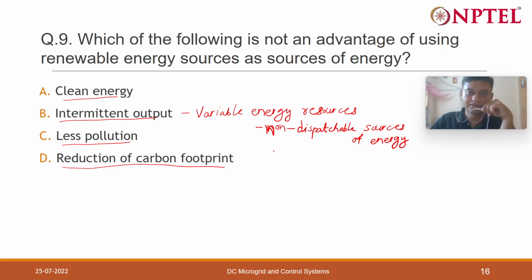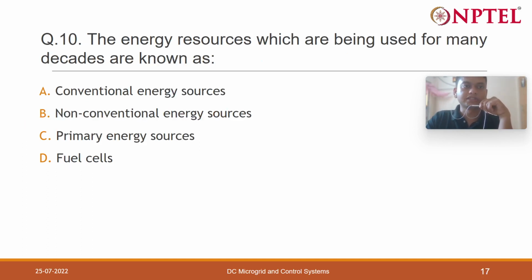So the correct answer is B option. This is the disadvantage of renewable resources. And now we will see the last question of this session, and after that we will end this session. The 10th question: the energy resources which are being used for many decades are known as? A option is conventional energy sources, B option is non-conventional energy sources, C option is primary energy sources, and D option is fuel cells.